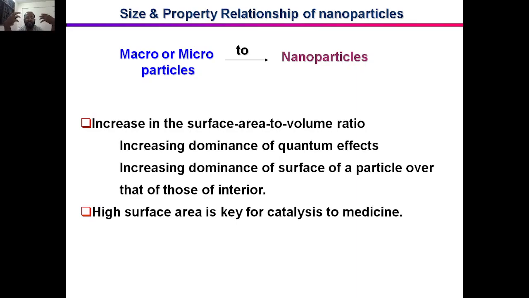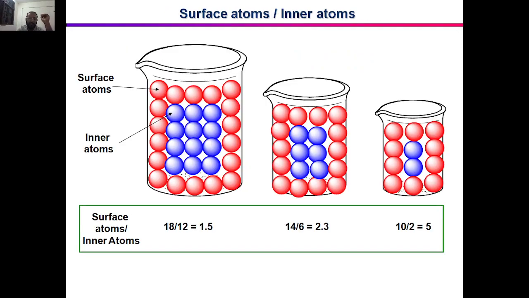So in this process, what happens? The quantum effects come into picture because the more the surface atoms, the lesser the inner atoms. So there is an increasing dominance of the quantum effects, and obviously dominance of the surface of a particle over that of its interior. So high surface area is nothing but a key for everything from catalysts to medicine. So we are having surface atoms to the inner atoms.